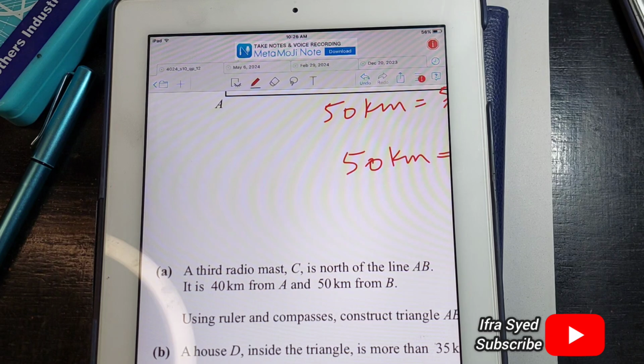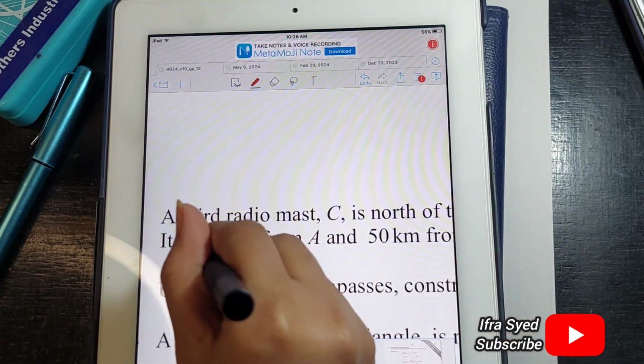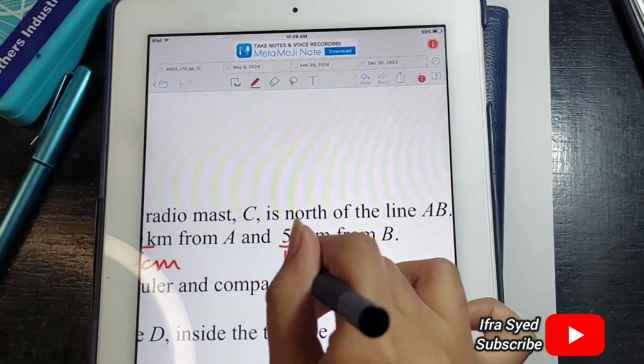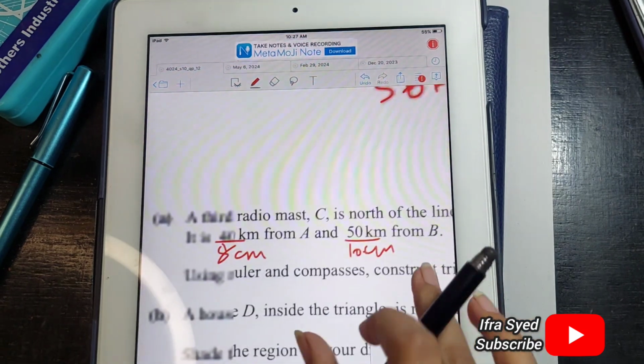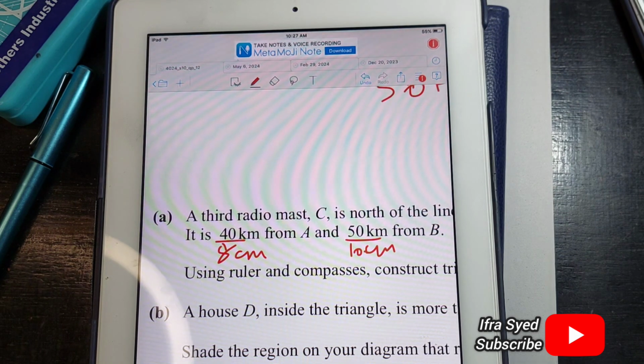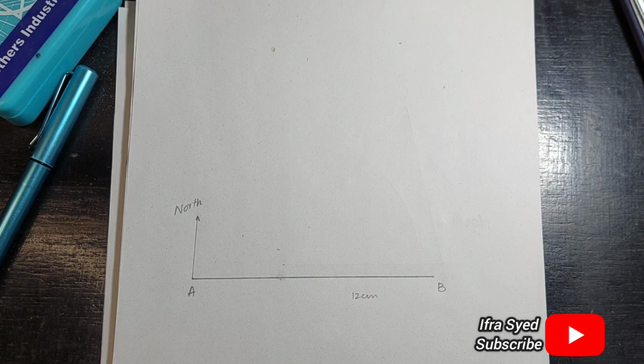So we can easily make this point C by taking A as the center and drawing an arc. When we convert 40 kilometers into centimeters, it is 8 centimeters, and 50 kilometers is 10 centimeters. So we can draw this point C by making an arc of 8 centimeters by taking A as center, and we also draw an arc of 10 centimeters by taking B as the center. I will draw this on a sheet because it will be more comfortable for me.